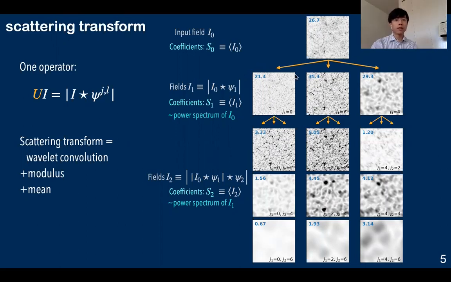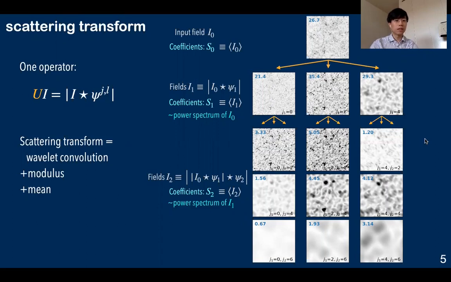So intuitively, the scattering coefficients are similar to the power spectrum of the previous order image. For example, for the first round of the scattering transform, the coefficients here are close to the power spectrum of the original field. The second order coefficients are similar to the power spectrum of the first order images instead of the original image. In this way, the second order coefficients actually contain some information beyond the power spectrum of the original image, that is to say, they extract some non-Gaussianity of the original image. So now let me go into some detail of these operations.